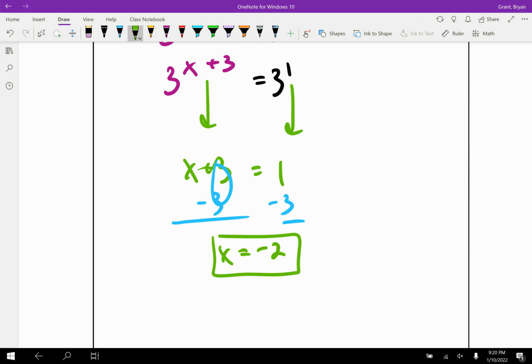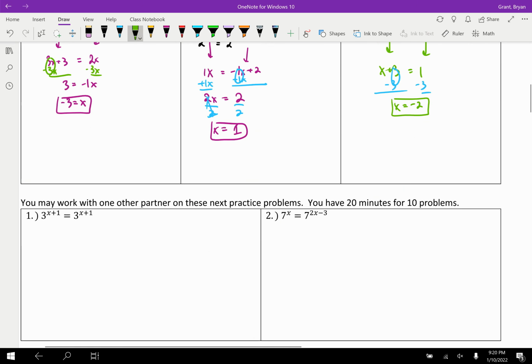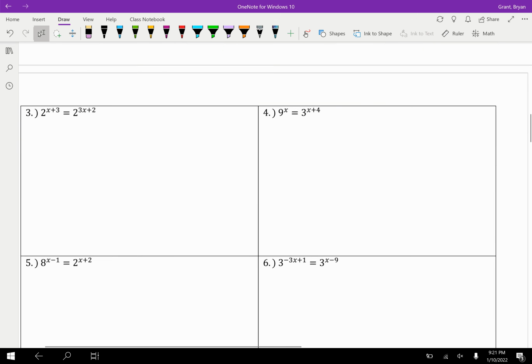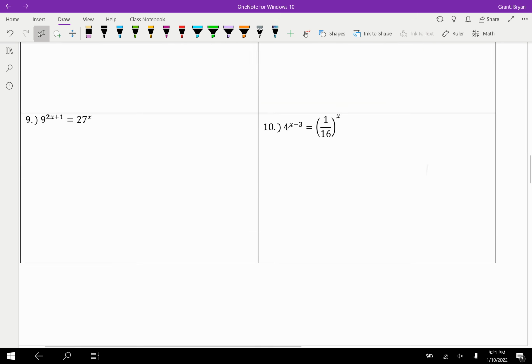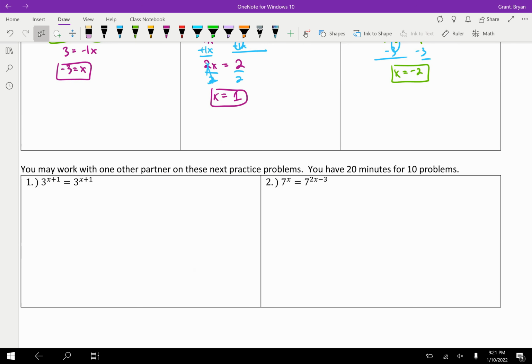All right, well, that's really the hard part of today. And so what we really need is some extra practice to make sure that's all cemented down. You can work with one other partner in class on these next 10 questions. We're going to work until the first few people finish, or for 20 minutes, because we have one more activity for the day.